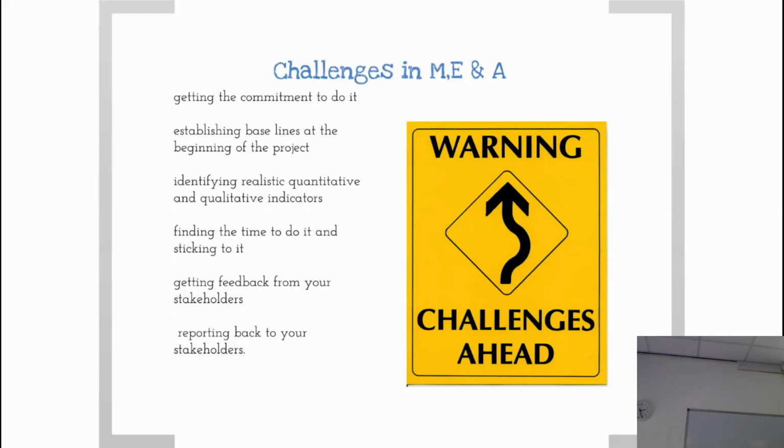Establishing baselines is really difficult in the beginning of the project. So if you're designing the iPhone, for instance, knowing what a good iPhone looks like, or a good mobile phone looks like in terms of energy use, okay? Once you can find that, so how much carbon goes into producing this product, you can set targets to try to improve on that, and you can monitor against it. Identifying realistic indicators is very difficult. We're going to look at that in a minute. Finding the time to do it and sticking to it, as I said, putting it into your plan.